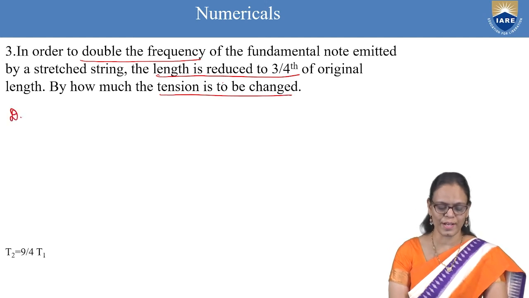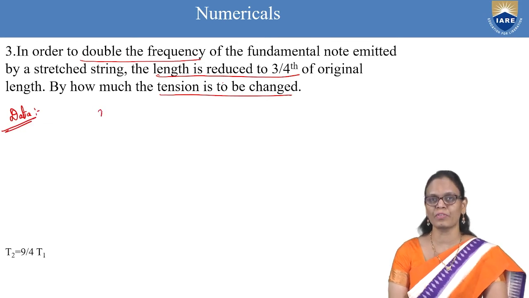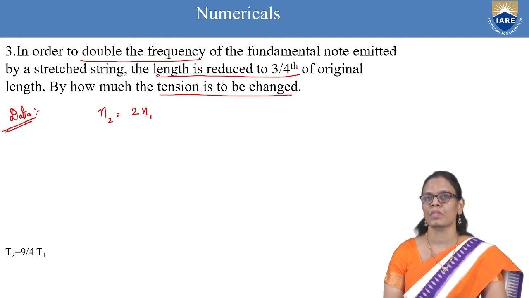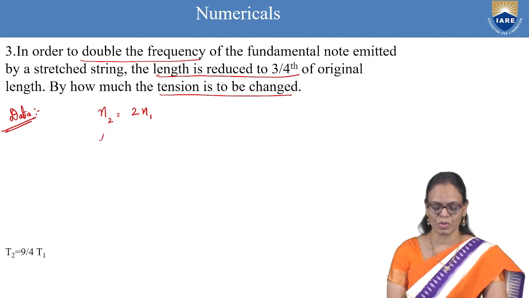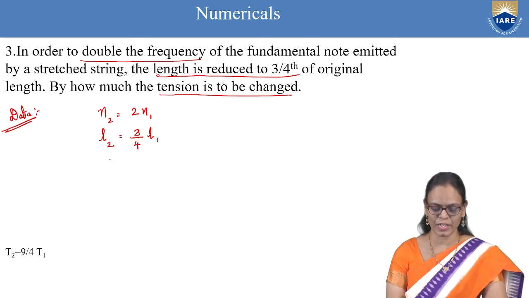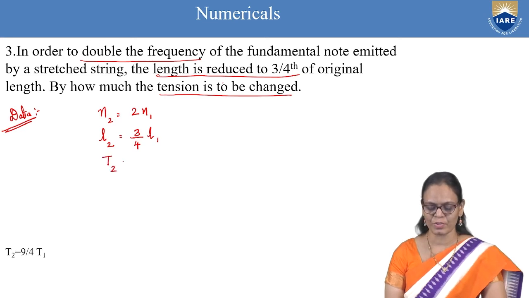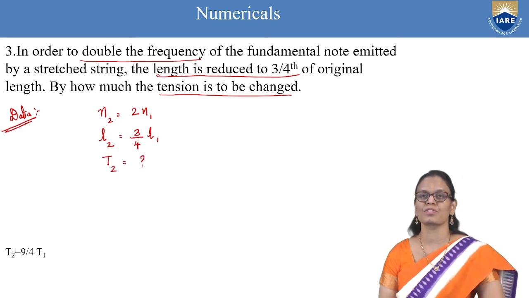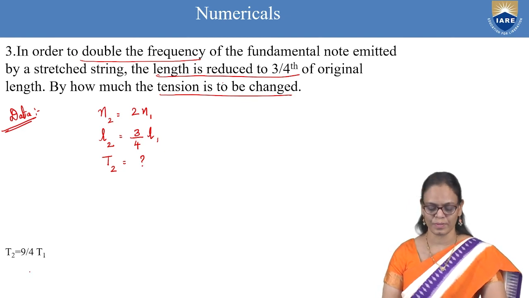So let us put it as the data. In order to double the frequency, our N2 should be equal to 2N1. And the length is reduced to 3/4 of the original length. So if I take the new length as L2 and the original length as L1, it will be 3/4 L1. So by how much the tension is changed, that means T2 is changing by how much? That is what we have to find.